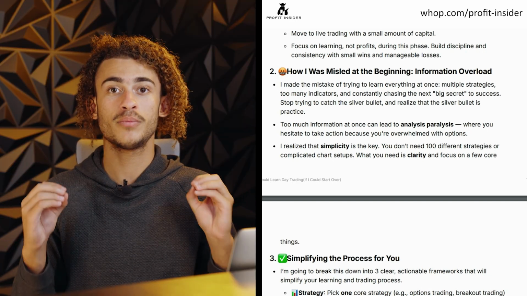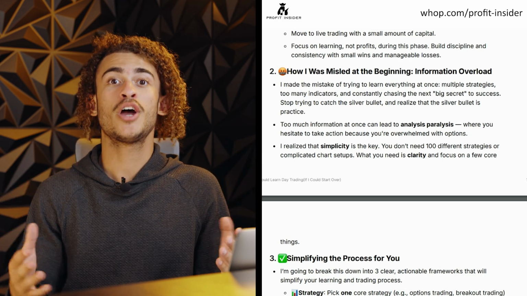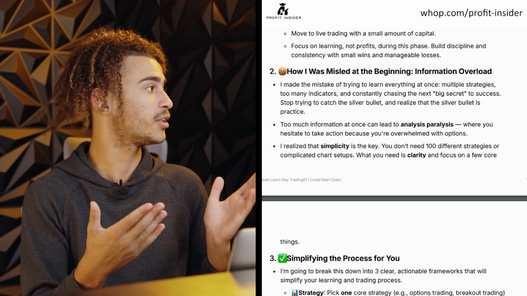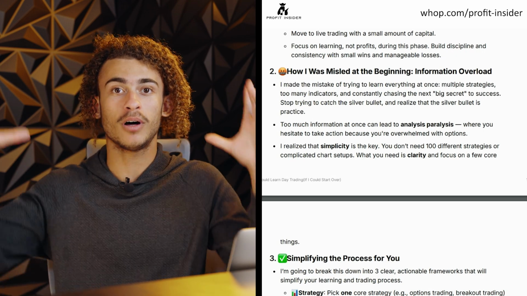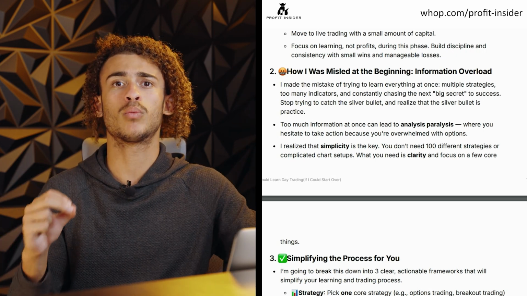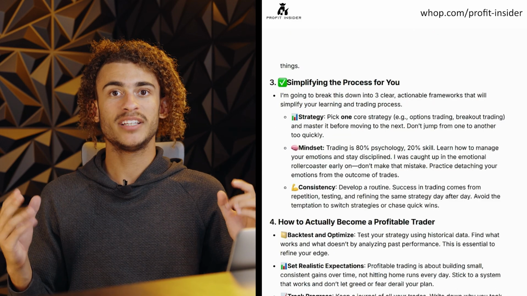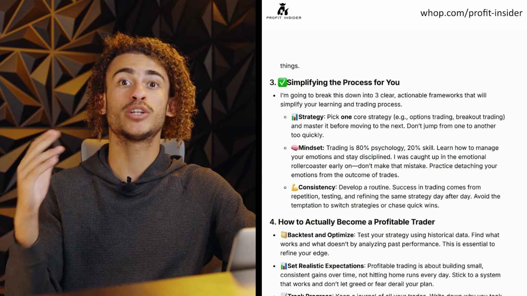Also, if you're trying to learn from too many different people and you're trying to do too many different things, you're going to get analysis paralysis, which is where you look at the chart, but you don't know how to place a trade because you have all this information, but you don't have enough clarity on what to actually do with this information. I realized that the key to trading is simplicity, and I actually realized this from a talk that Elon Musk gave.